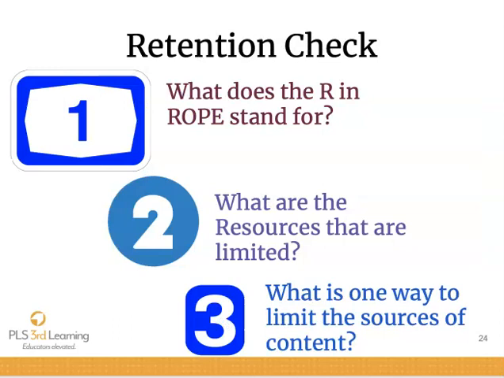Time for a retention check. Number 1, what does the R in rope stand for? The answer, resources. Number 2, what are the resources that are limited? The answers, roles, sources of content, and tools. Number 3, what is one way to limit the sources of content? The answer, jigsaw content.